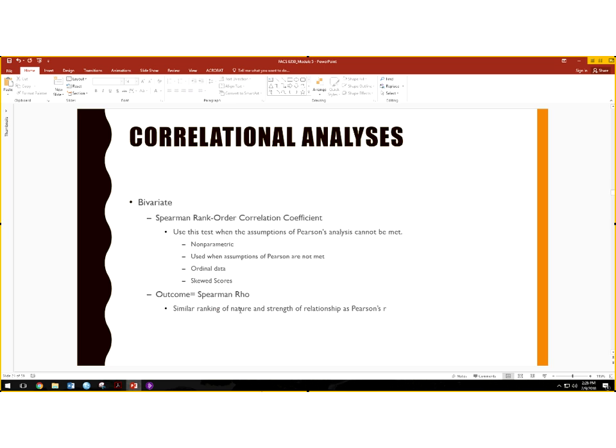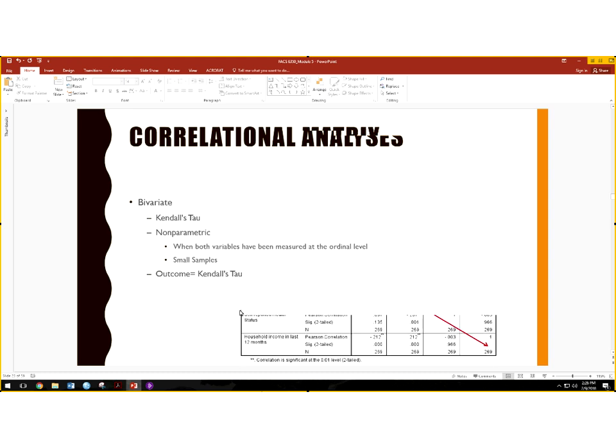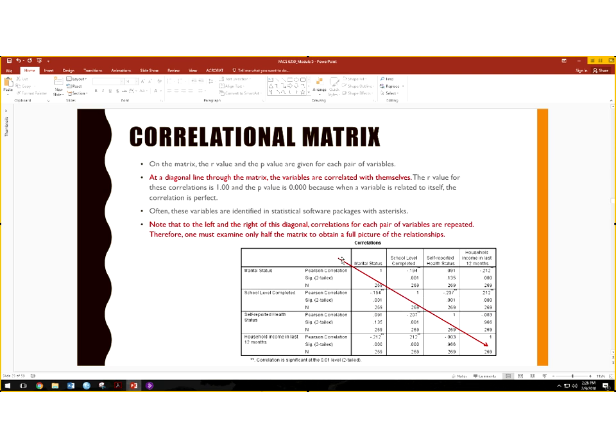So then with a bivariate correlation, we want to use our Spearman rank order correlation coefficient, and that's what we use when you can't use a Pearson's. This is a non-parametric test. You would use a Spearman rank order, and then Spearman rho is the test variable that you get, which is also an R value. You can use Kendall's tau. That's a non-parametric test also, and the result is that you get a Kendall's tau value that is like your R value.